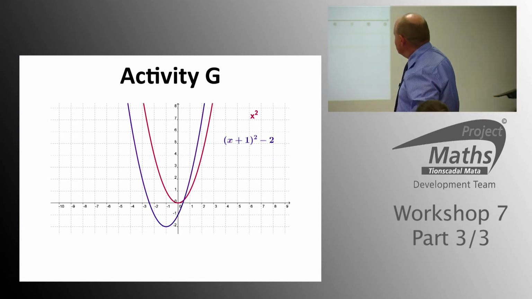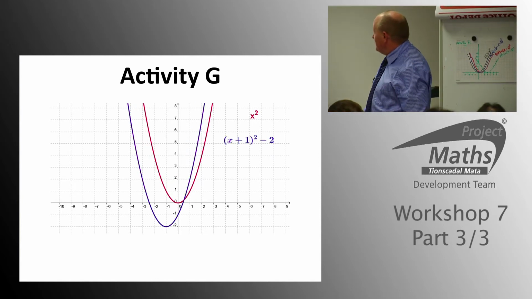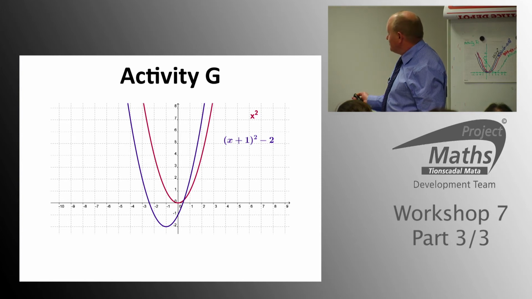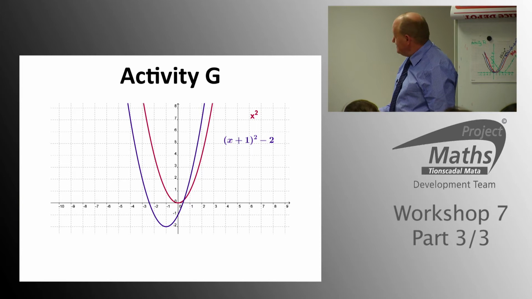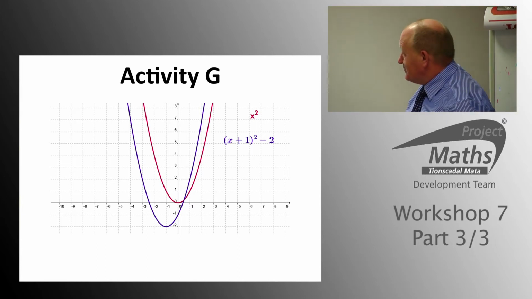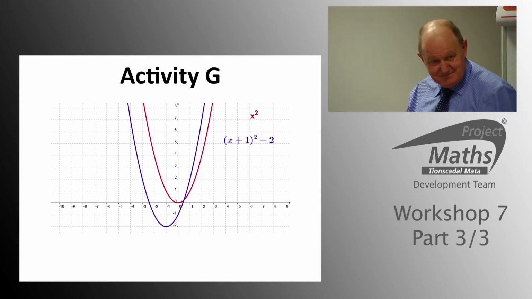Look at this one here. There's x squared. There's (x + 1) squared minus 2. Right? There's x squared. And this one here is (x + 1) squared minus 2.